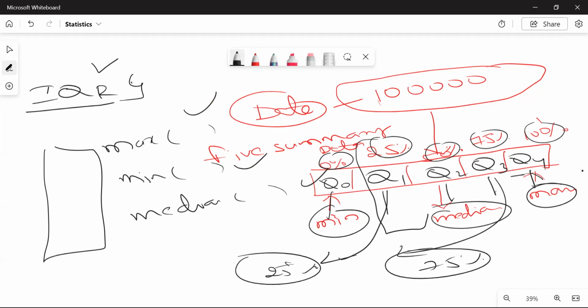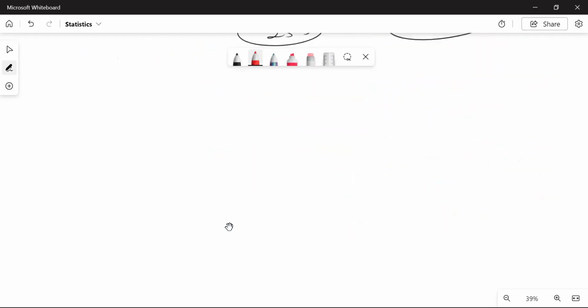If you are able to find these, then you can easily find the IQR. IQR means interquartile range, the difference between the third quartile and the first quartile. So Q3 minus Q1, that difference we are calling the interquartile range. Is it clear?